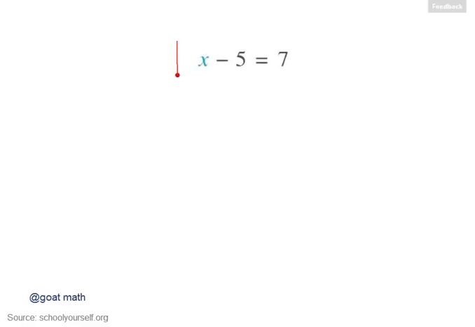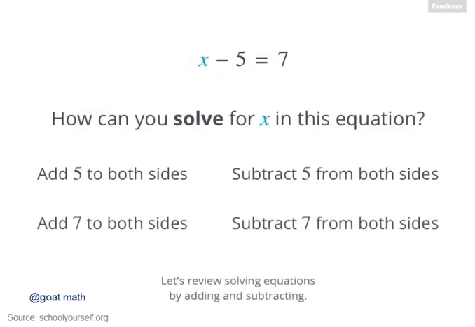Let's look at the equation x minus 5 equals 7. Suppose we want to solve for x. That means we want to do something to both sides of the equation so it says x equals something. So what can you do to both sides of this equation to solve for x and get rid of this minus 5 on the left?